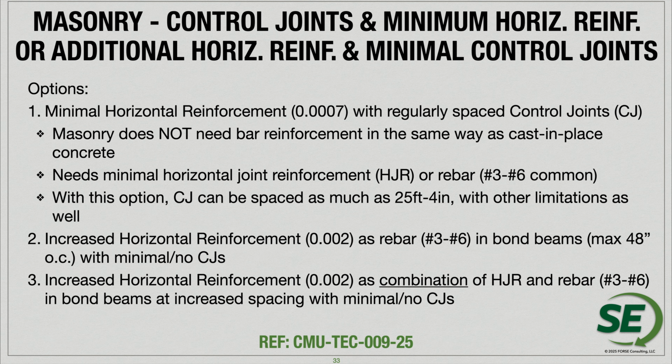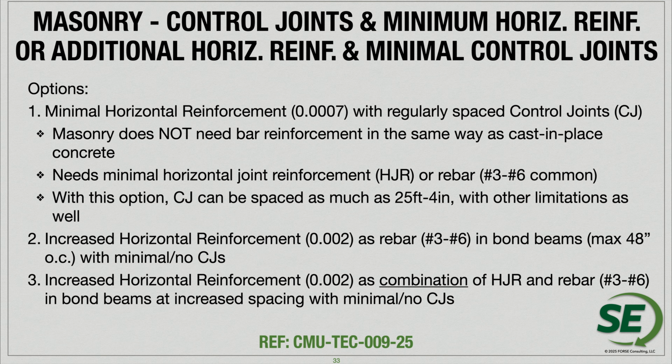But putting regularly spaced control joints when we have a light amount of reinforcement is the most common option that I see for masonry. But it also should be recognized that if you increase the amount of horizontal reinforcement, using a horizontal reinforcement ratio of 0.002, so that's about 3 times the amount of horizontal reinforcement, either as rebar in bond beams at 48 inches on center or less, then you can minimize or maybe eliminate control joints in certain parts of your masonry design.